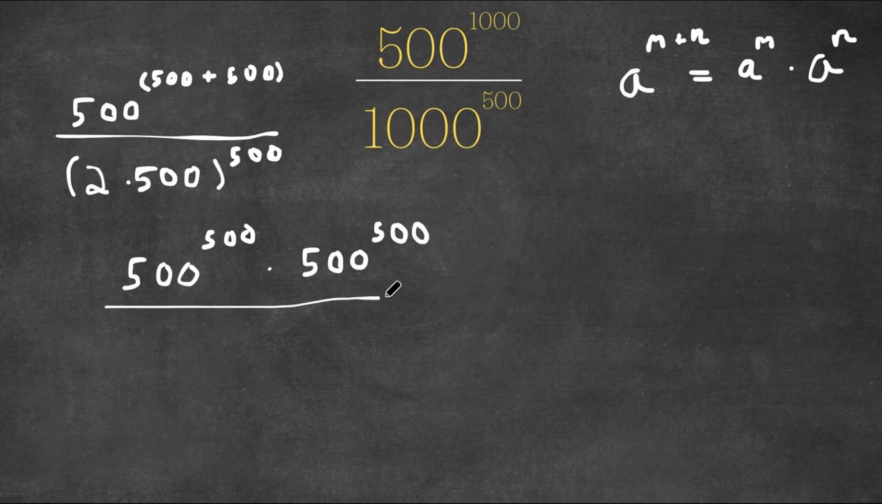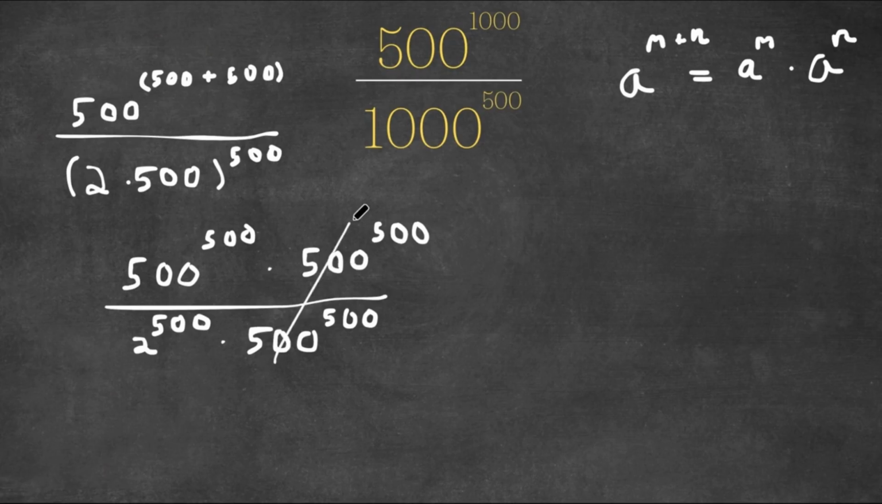And the denominator would equal 2 to the power of 500 times 500 to the power of 500. Now, as you can see, because these two are the same, they would simply cancel out. So now we have 500 to the power of 500 over 2 to the power of 500.